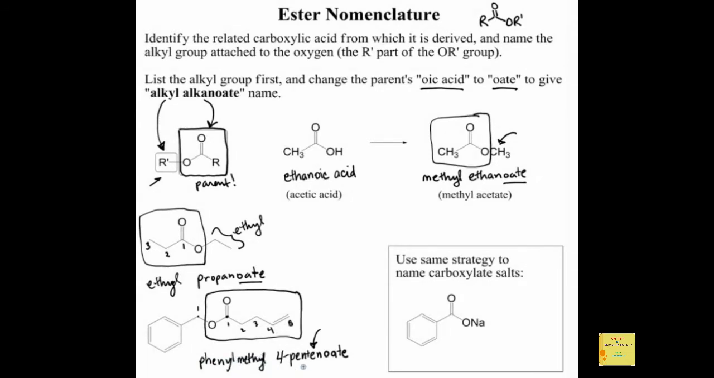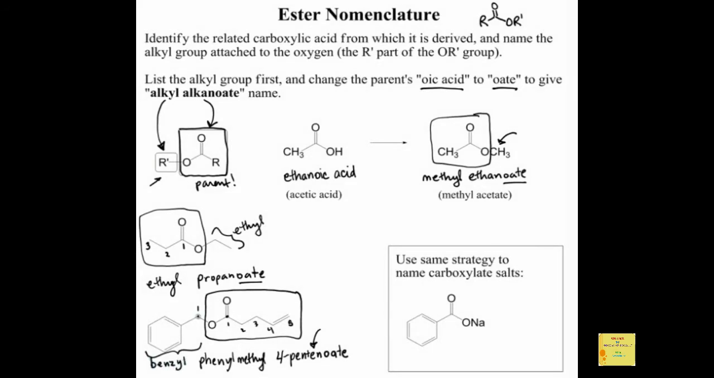Phenyl methyl space 4-pentenoate. Now, phenyl methyl, I just realized, was on the previous slide. I forgot to mention that with the aromatic nomenclature. This group, there's a common name for a benzene ring with an extra carbon. It's called a benzyl group.